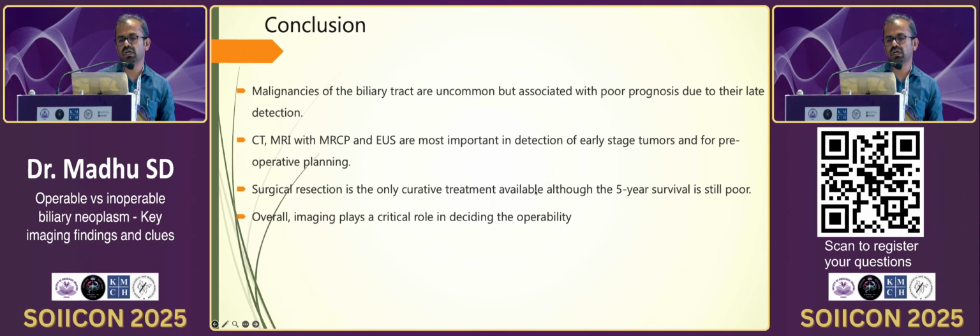So to conclude, the malignancies of biliary tract are quite uncommon compared to others, but they are associated with a poor prognosis and present very late. CT, MRI, MRCP, ultrasound, and endoscopic ultrasound are the most important modalities in assessing the resectability of the tumor. Surgical resection is the only mainstay of treatment, and the rest of the things are palliative. So imaging plays a very important role in assessing the resectability. Thank you.